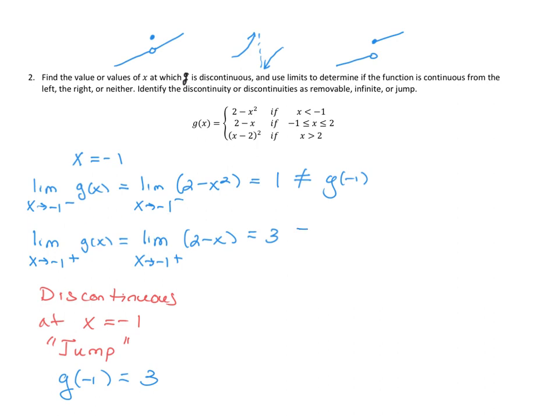But is it continuous from the right-hand side? And the answer is yes, because g of negative 1 actually is 3. So even though it's not continuous, it is continuous from the right. So I'll just note that up here. Continuous from the right.